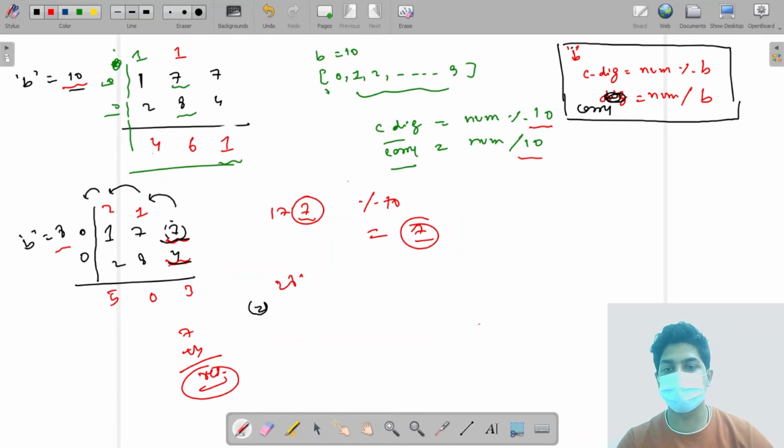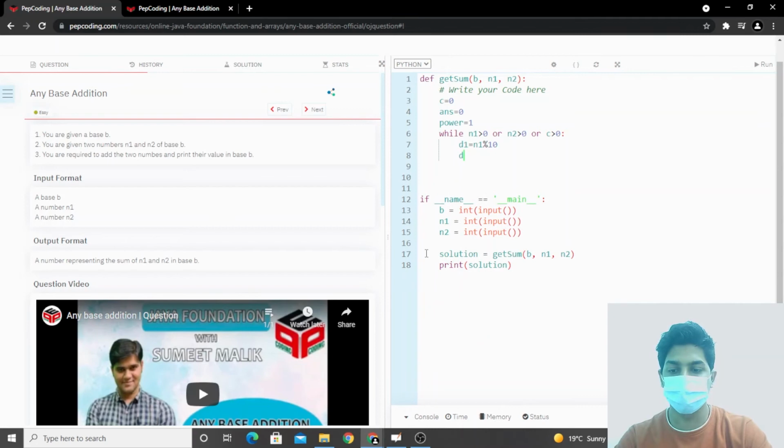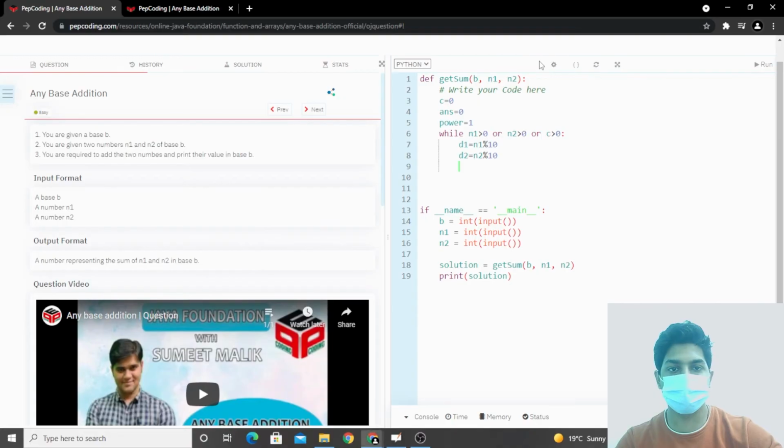Same for 284, when we take modulus with 10, we get 4. For any number, if we want the last digit, we take modulus by 10. So let's make digit1 equal to number1 modulo 10, digit2 equal to number2 modulo 10. After that, we are simply adding these two numbers and applying these two formulas. So let's do that.